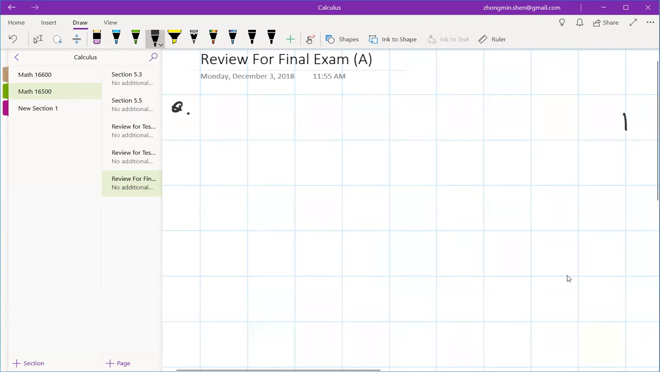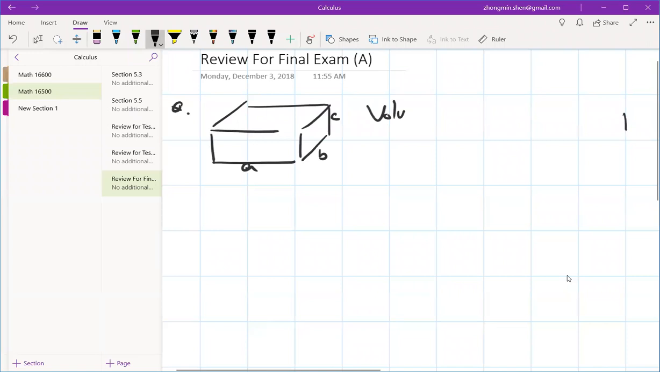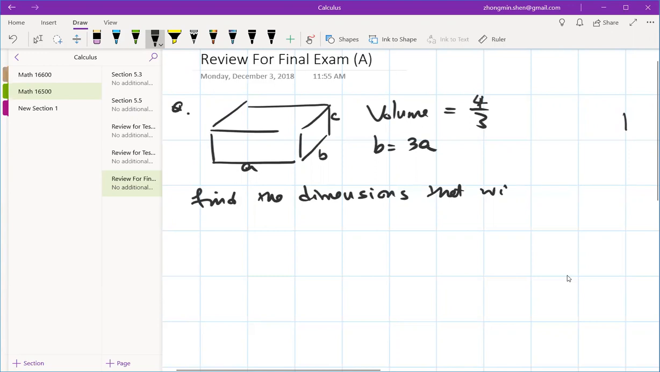A rectangular box with dimensions A and B and C has a volume. This is A and B and C. Okay, and the volume is given, it's fixed. It's going to be 4/3 cubic units. All right, and we also know that B equals 3A. Okay, find the dimensions that will minimize the surface area.